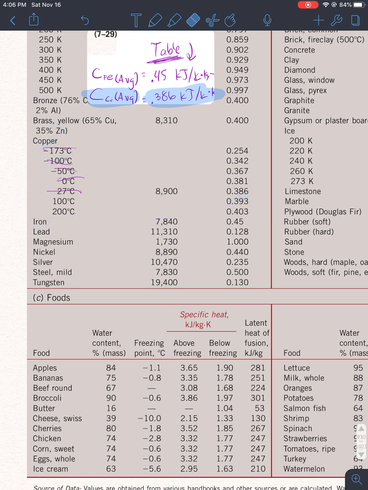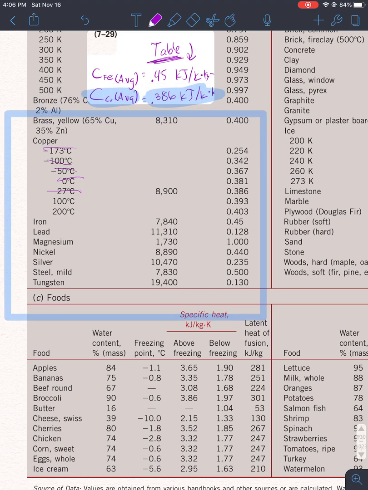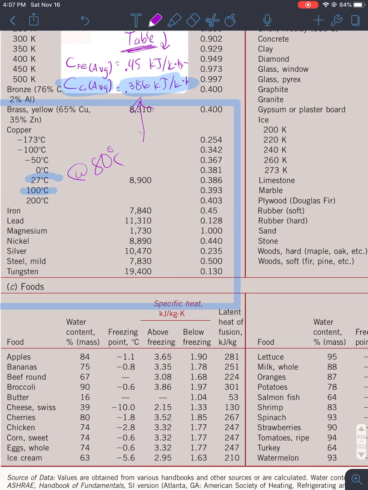We are looking at this area where we're going between 27C and 100C. We're at 80 Celsius, or not 80 K. K doesn't really matter, you could convert that if you want. So we got 0.386 equals the average.